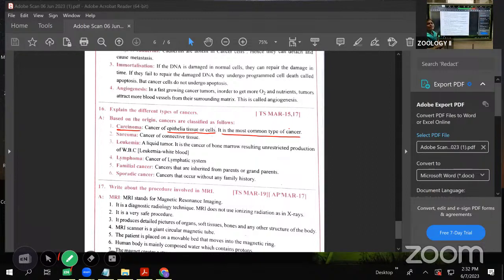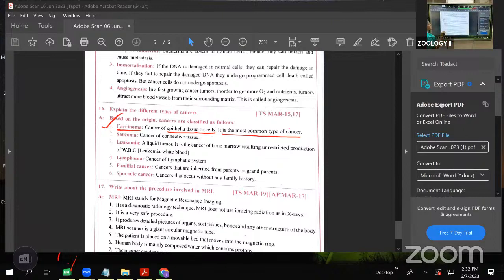Epithelial tissue covers the whole body and all the organs in our body. All the organs' outer lining is lined by epithelial tissue only. Any tumor formed in the outer lining is called a carcinoma. Where epithelial tissues have tumors or increased cell division, that type of cancer we call carcinomas. It is the most common type of cancer.